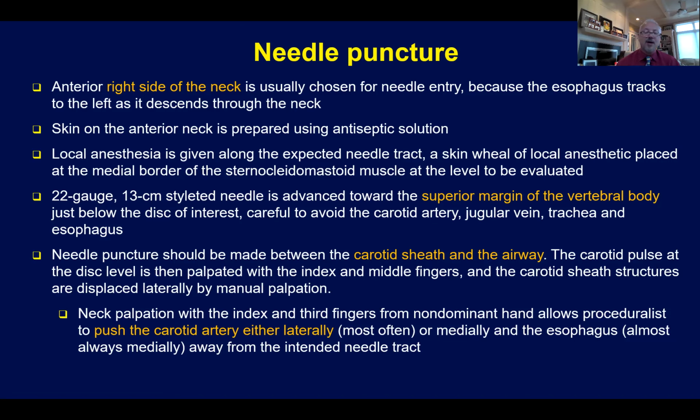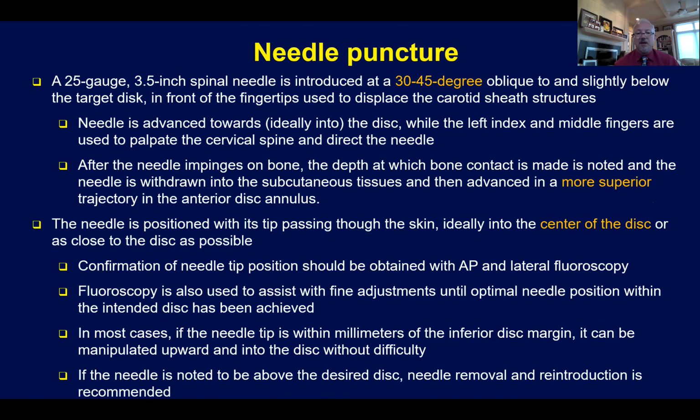And we do that by retracting these tissues laterally with our hand as we advance our needle. We palpate the needle with the index and third fingers from the non-dominant hand, and that allows us to retract the deeper vessels. Puncture is made at a 30 to 45 degree oblique angle using this 22 gauge, 3.5 inch spinal needle. Some would use a 25 gauge. I have found it to be much too friable and flimsy and bendable compared to a 22 gauge needle, but a 25 gauge needle is acceptable.